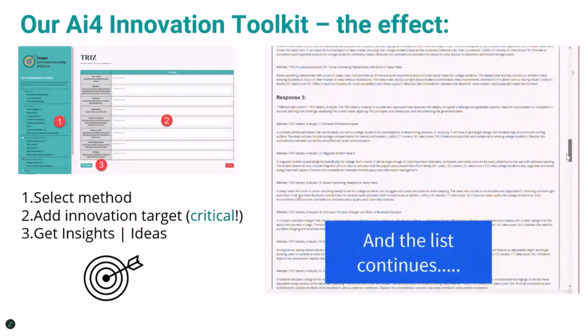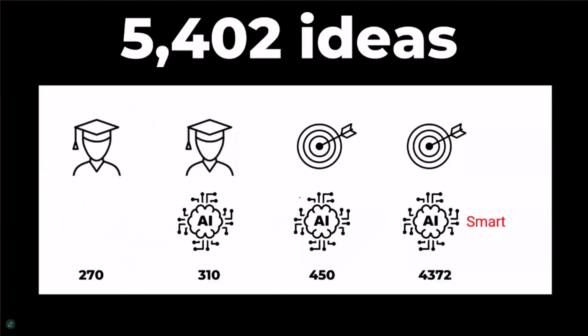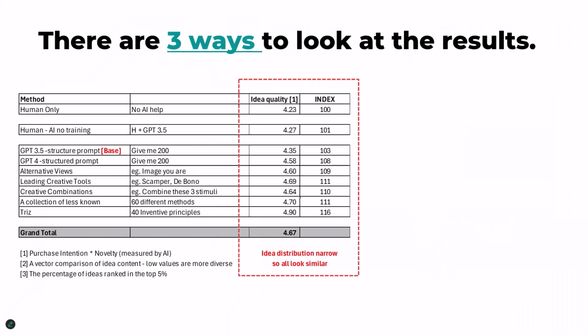For a typical innovation challenge, somewhere 700 to 1,200 ideas. What we got here, in our testing, we took 5,400 ideas: 270 from human beings alone, 310 from human beings working with AI, 450 from the smart target plus AI, and 4,300 with the smarter AI. Now, the reason I'm going through this is to show you, in fact, the value of AI in the process.